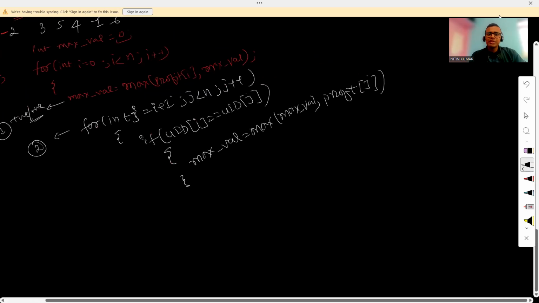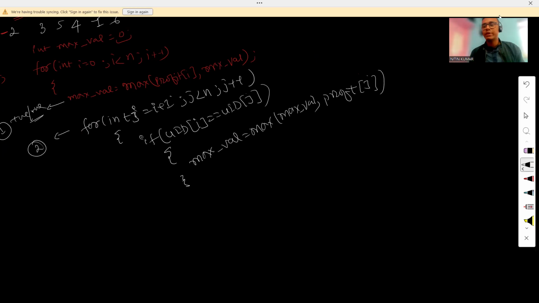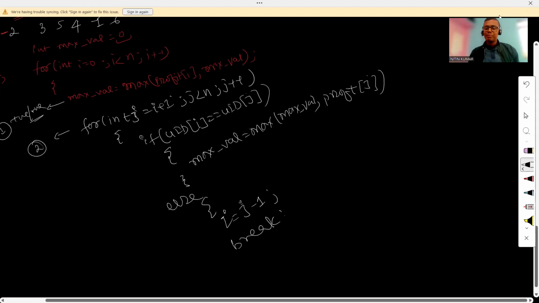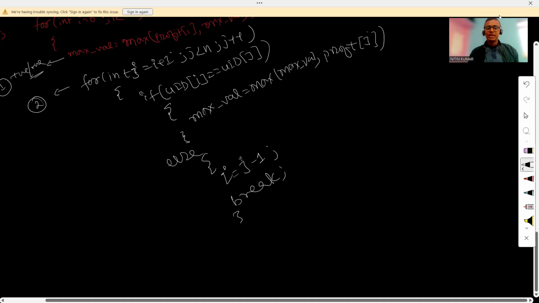But let's say if there is no consecutive value, or the next value is not equal to the previous value, that means the consecutivity constraint is broken. Then what we are going to do is simply assign i to j minus 1. Why I am assigning this, you will get to know in some time. But now we are breaking out here, because we don't have to check for anything else. We are done with checking consecutivity.